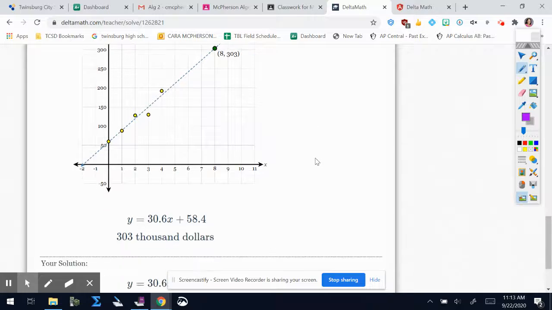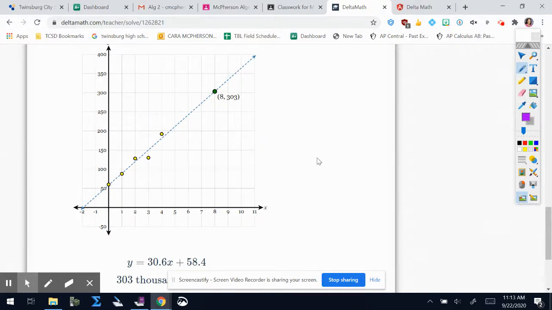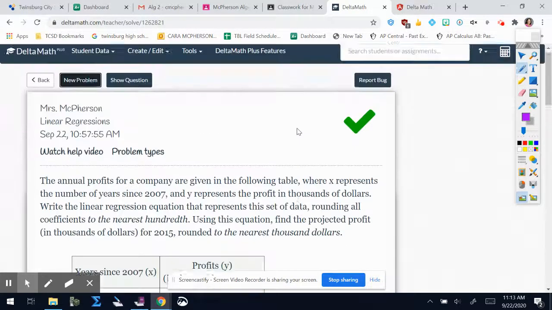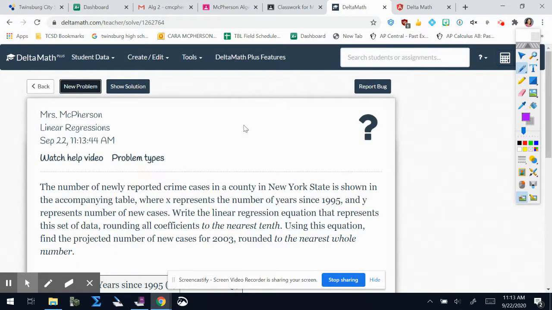It'll also show you your graph. So when you're done with this, you can actually see the scatter plot. So here's the scatter plot of all the points that were given in that table. And then here's the point that we were making the prediction on. And you can see how that line goes right through there. So let me show you another one. I want to show you one that has a slightly different question.